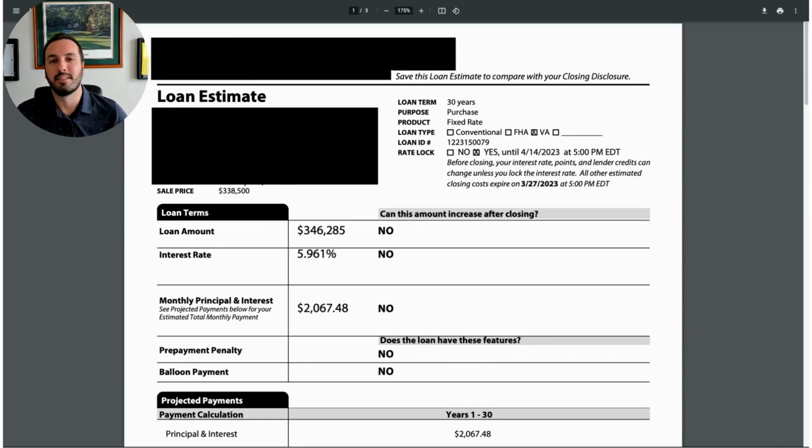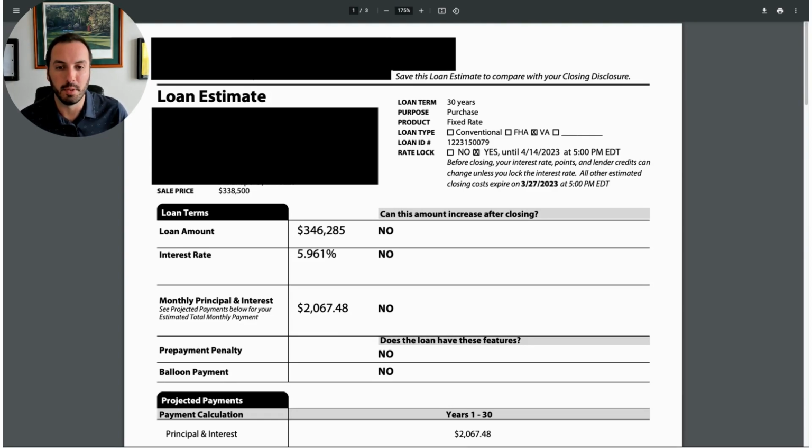Here's how you read a loan estimate when a mortgage loan officer sends you numbers as far as what your new home is going to be like, or your refi. All right, so when we come to the loan estimate here, these are all going to vary a little bit, but it'll be in this format.